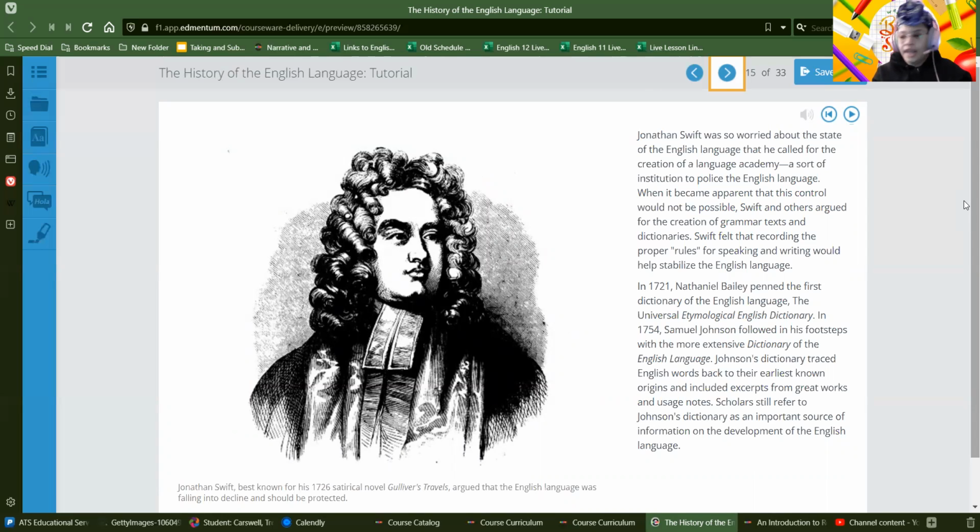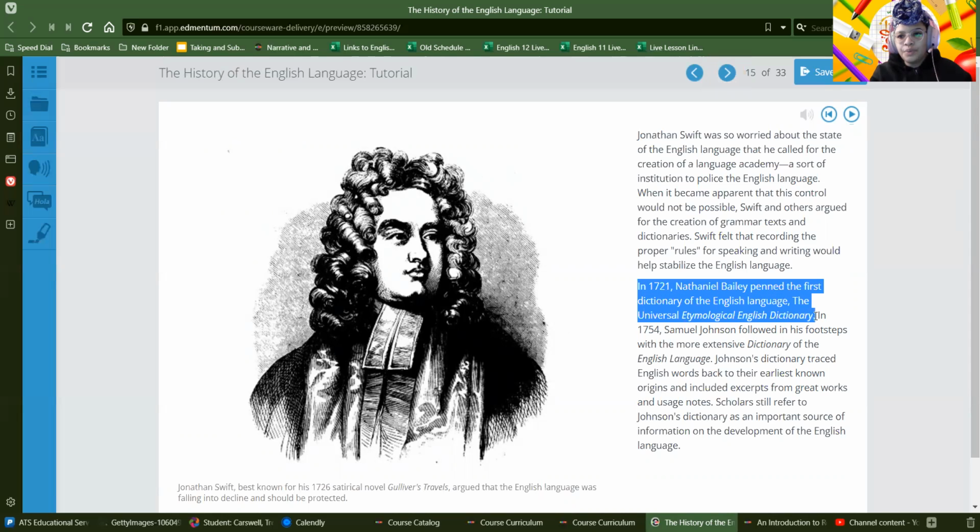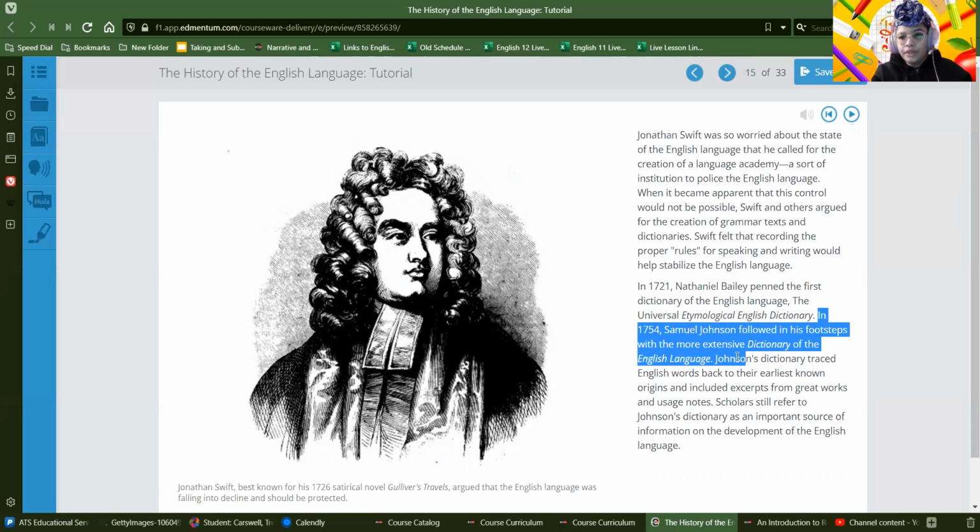What we need to do is actually have a group of people that regulate how English is spoken to make sure that we don't just adapt whatever it is that other people are doing. We got to have some rules. We got to have some rules in here. So that's how we got the dictionary. In 1721, Nathaniel Bailey penned his first dictionary in the English language. So this was just recognizing a lot of the words that people use, official spelling so that they wouldn't change too much. And some years later, in 1754, Samuel Johnson wrote the more extensive Dictionary of the English Language.